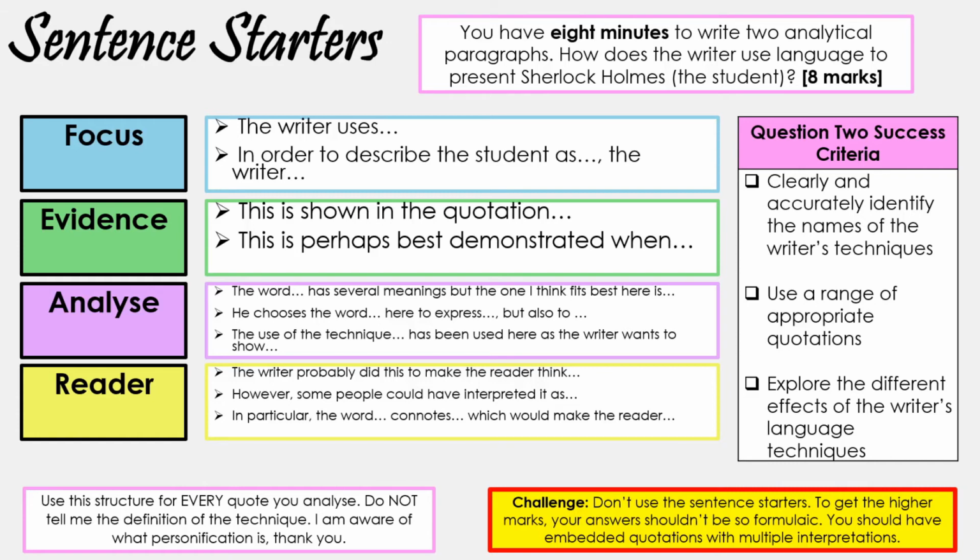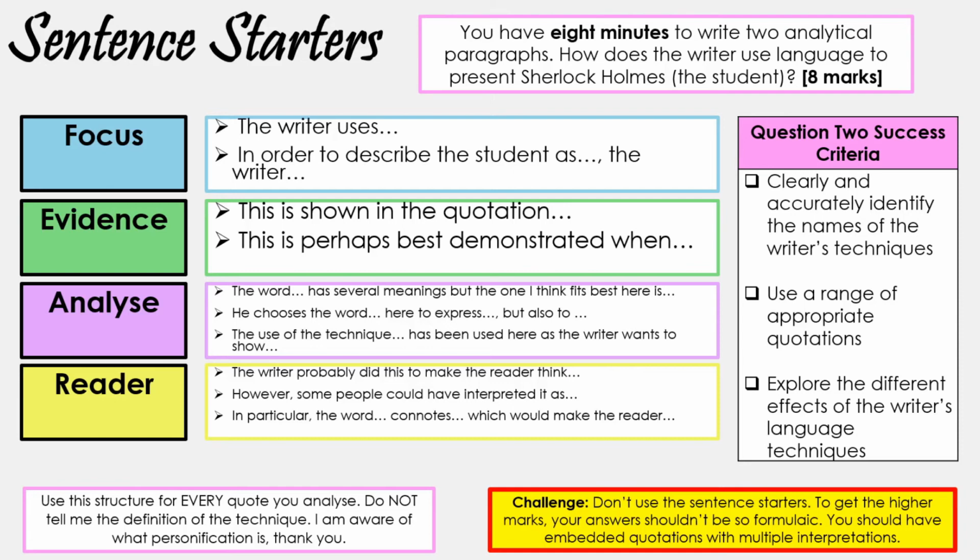And following on from this, the reader section. We discuss what effect this had on the audience. What was Conan Doyle hoping to achieve by using the quote or technique that you picked out? And that's it. Even if you're ignoring the sentence starters, your answer should still be made up of these elements, as these are the core things that are on the mark scheme. These are the things that will get you those marks.